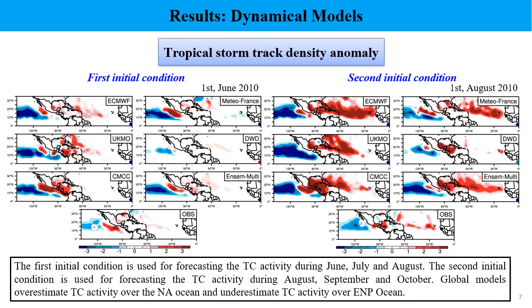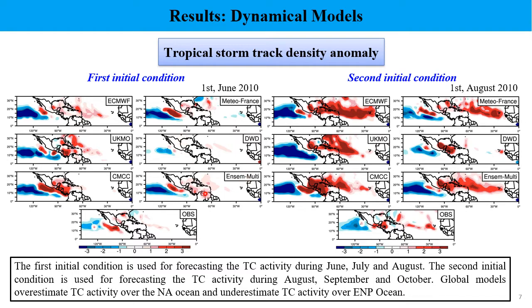Well, for the dynamical models, we compute the tropical storm track density. This was computed for two initial conditions. The first initial condition is for the 1st of June and covers the months of June, July, and August. The second initial condition is for the 1st of August, and this is used to cover the months of August, September, and October.